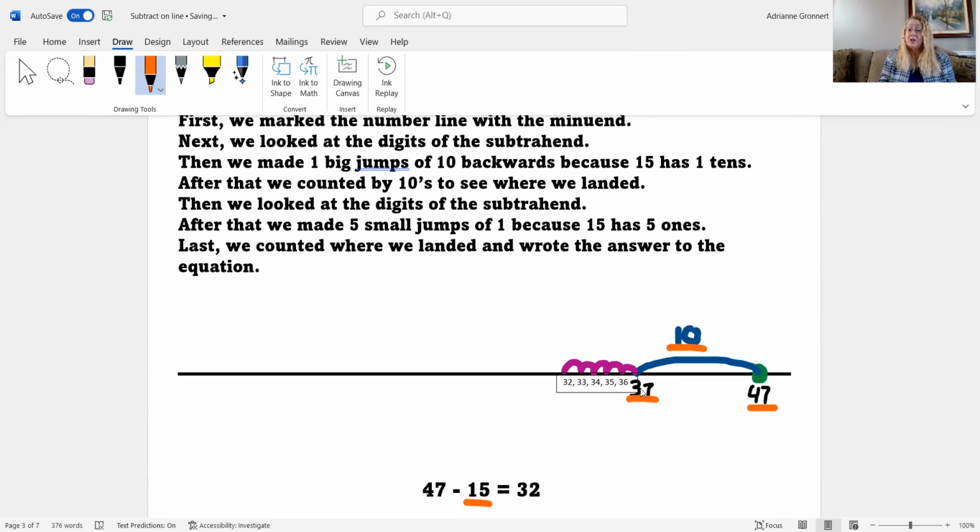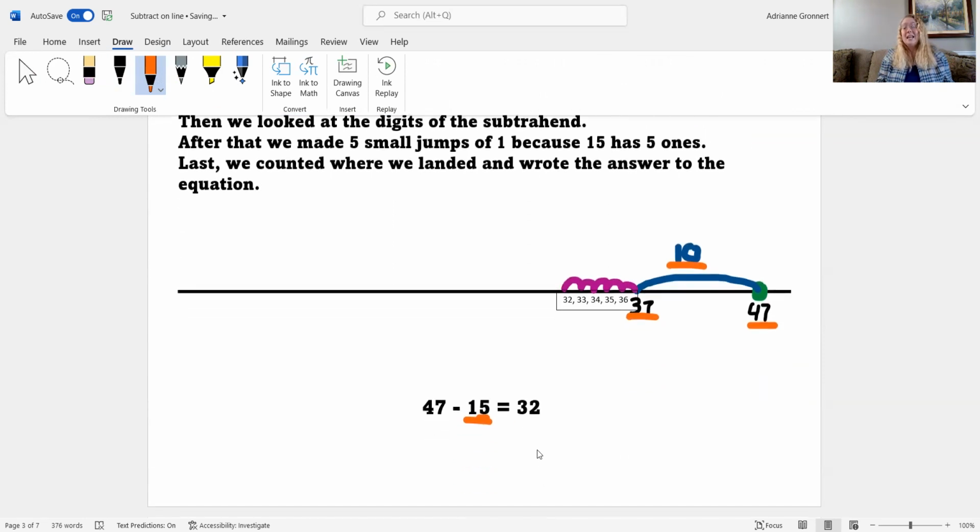Then we looked at the digits of the subtrahend again, and we made 5 small jumps of 1 because 15 has 5 ones. Last, we counted to see where we landed and wrote the answer to the equation. 47 minus 15 equals 32.